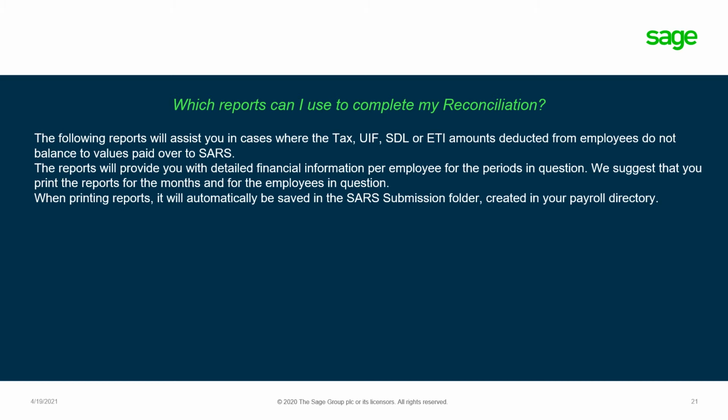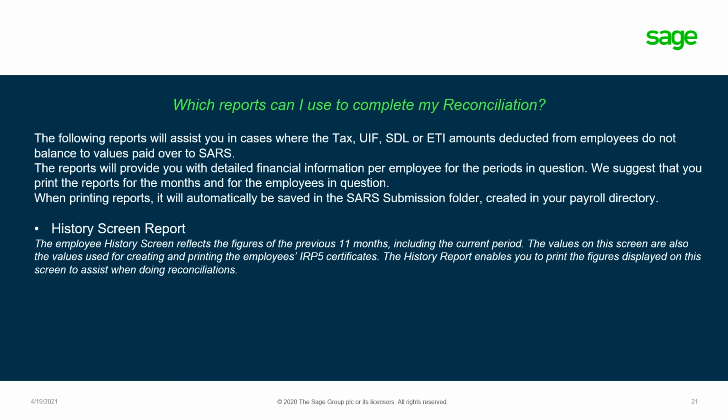and Premier users. The history report reflects figures for the previous 11 months, including the current period. The values on the screen are also the values used for creating and printing the employee's IRP5 certificates. The history report enables you to print the figures displayed on the screen to assist with doing reconciliations.